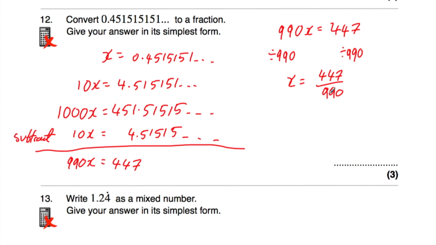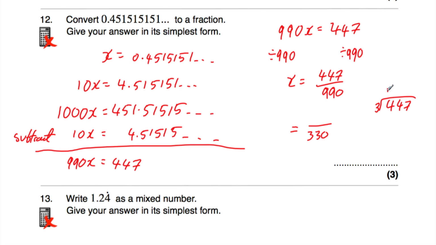And I just added the digits together, and if the digits add together to be a number in the 3 times tables, it's divisible by 3. So let's divide both the numerator and the denominator by 3 and see what we get. So the denominator, 990, divided by 3 would be 330. And let's divide the numerator by 3, so 447 divided by 3.